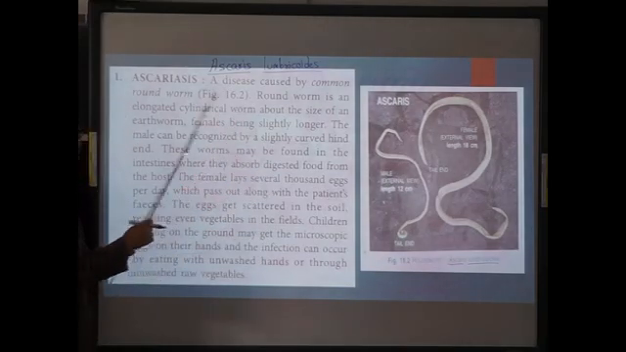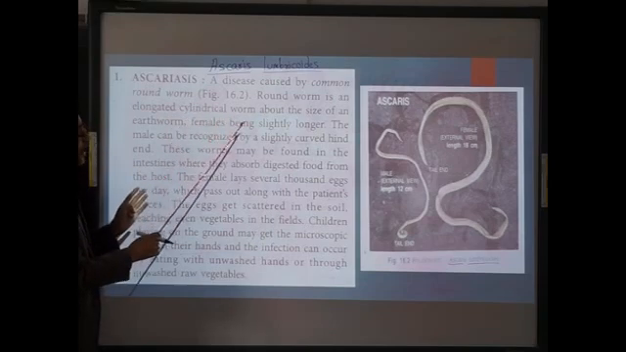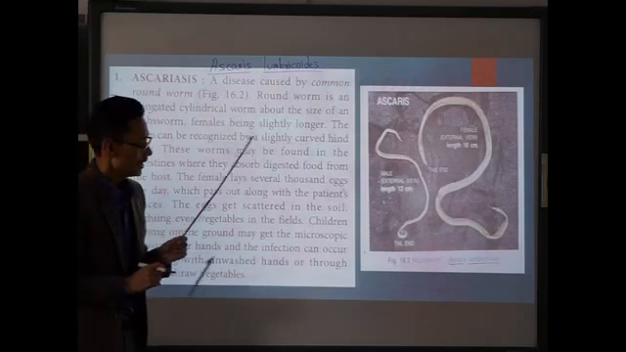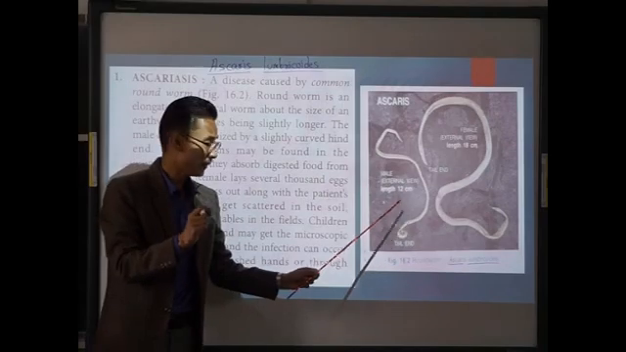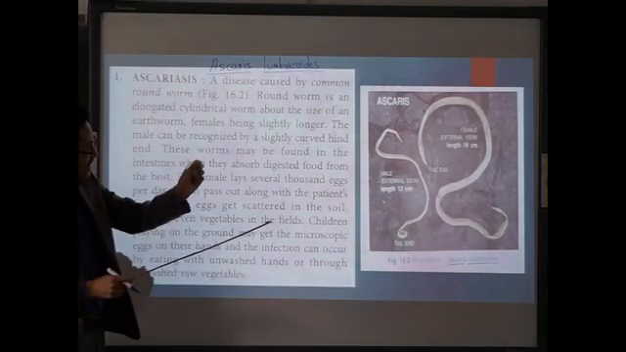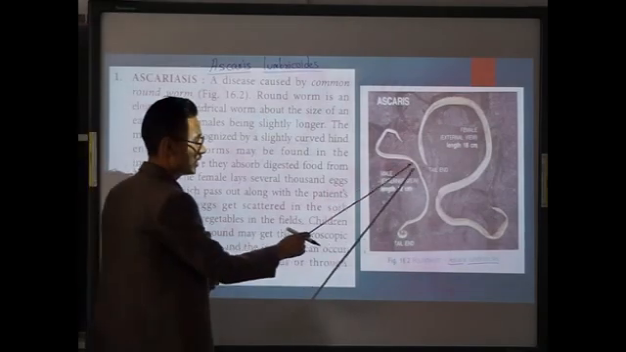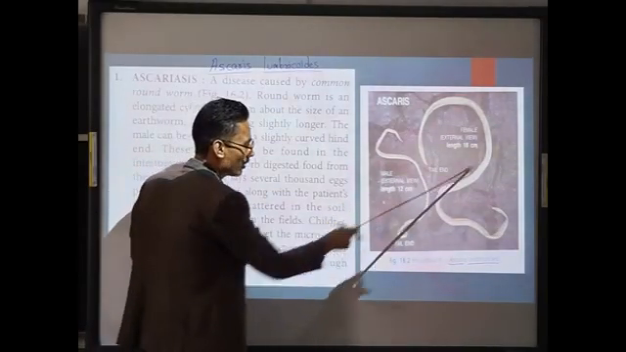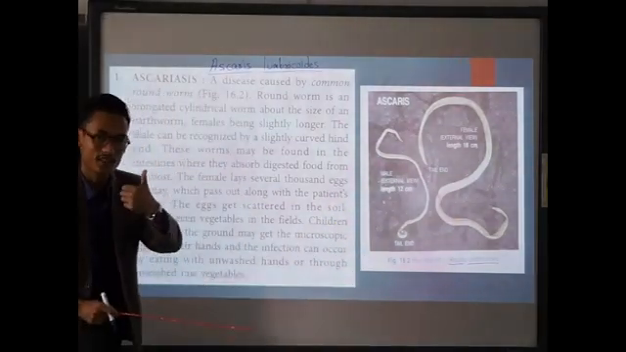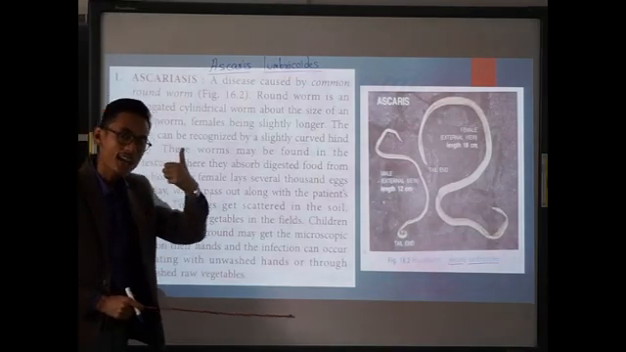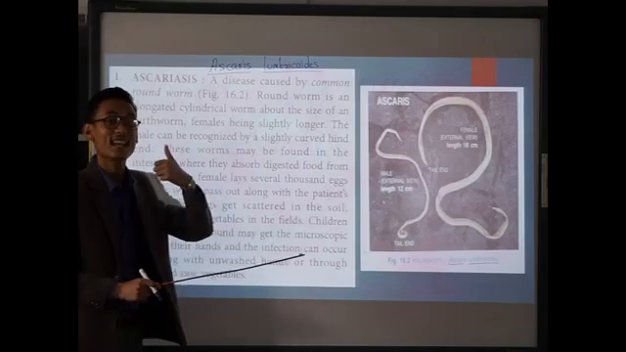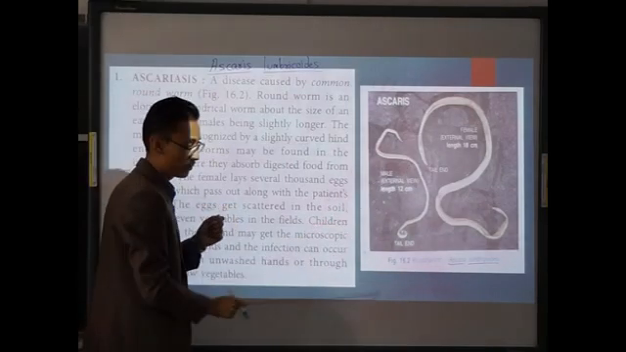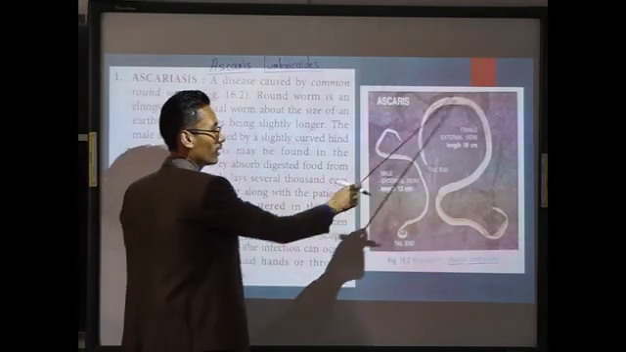Now, the round worm is an elongated cylindrical worm about the size of an earthworm. But when we look at the diagram of male and female, you can see that the female is slightly longer than the male. This one is the female, and this one is the male. So the first character of identification between male and female Ascaris is that females are longer than males. Males are short in length, whereas females are longer.